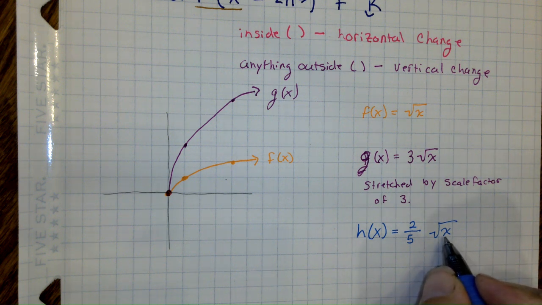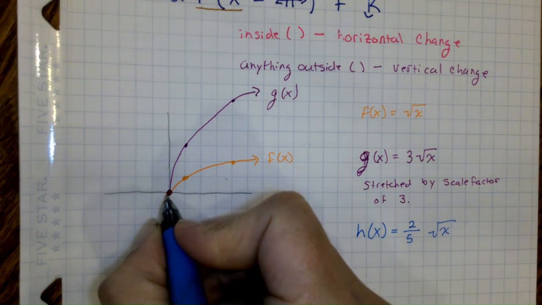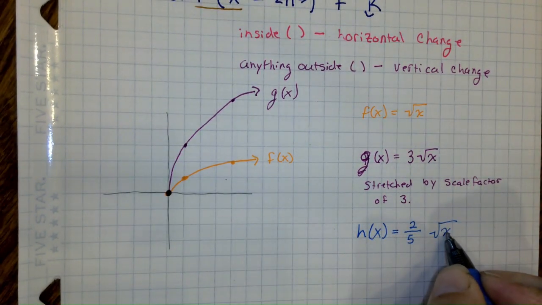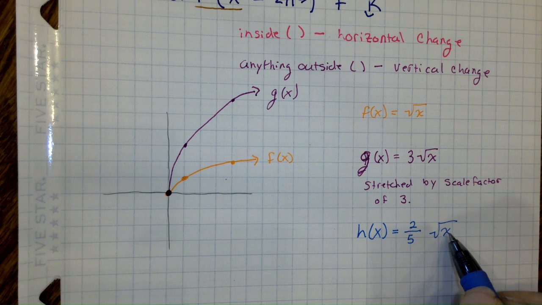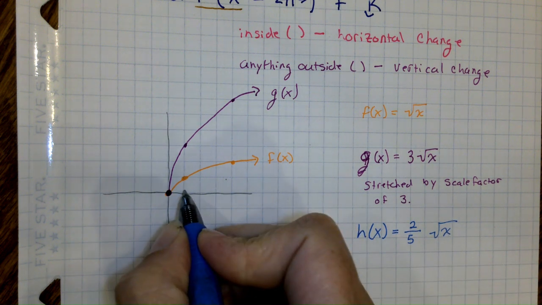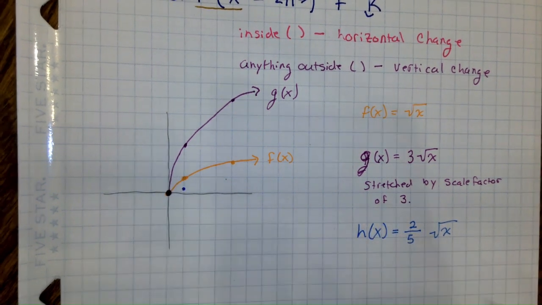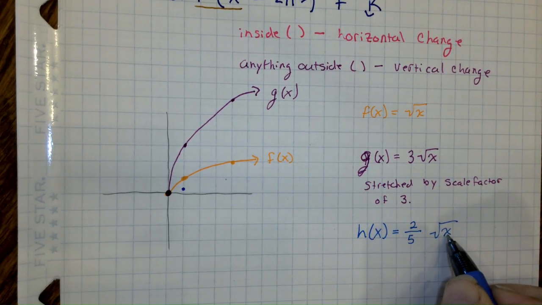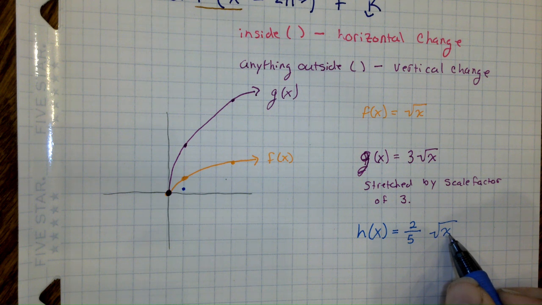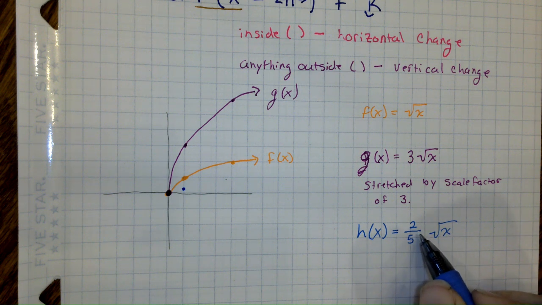Again, if I substitute 0, I get out 0. If I substitute 1, you can grab a calculator, but the square root of 1 is 1 times 2/5 is 2/5. That's not even half. There's that little bitty dot. And if I substitute 4, the square root of 4 is 2, and 2 times 2/5 is 4/5.